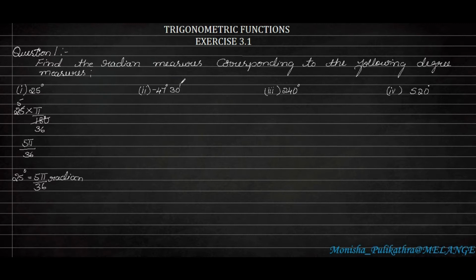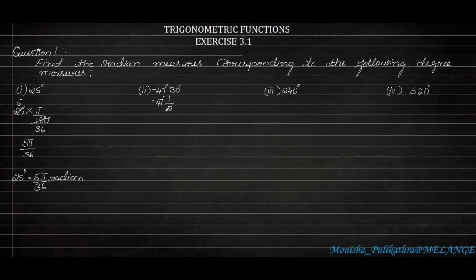One dash specifies minutes. If there is a double dash, then it specifies seconds. First, we need to convert the whole thing into a complete degree. How do we do that? We know that 30 minutes is half a revolution on a clock, right? So half an hour. So minus 47 and a half. This half signifies half an hour for these 30 minutes.